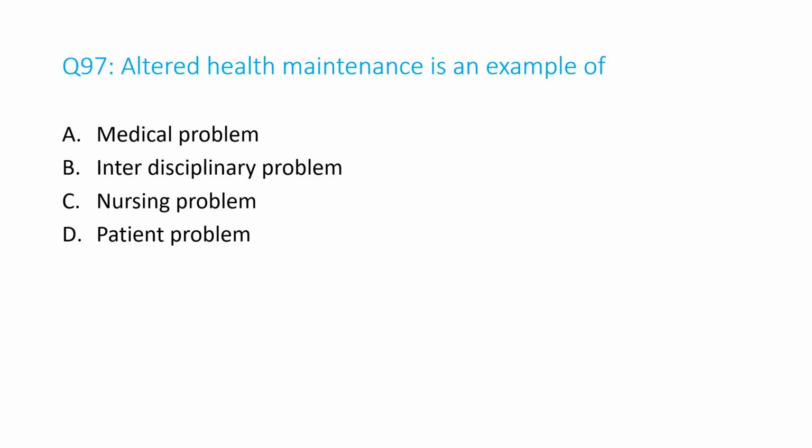And the answer is number 97. Altered health maintenance is an example of A. Medical problem. B. Interdisciplinary problem. C. Nursing problem. D. Patient problem.